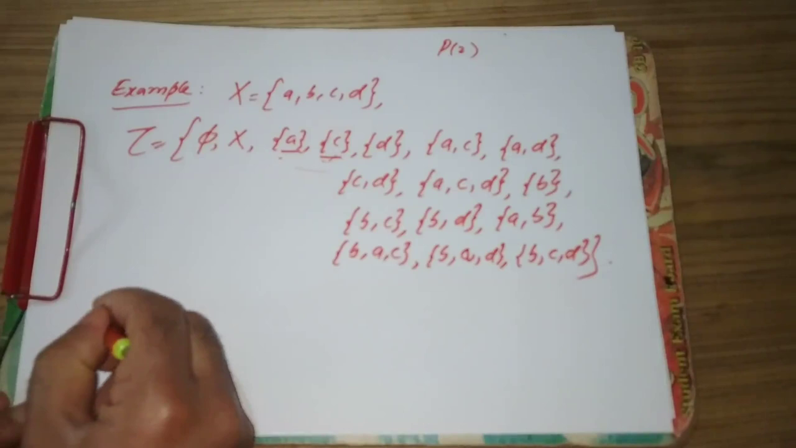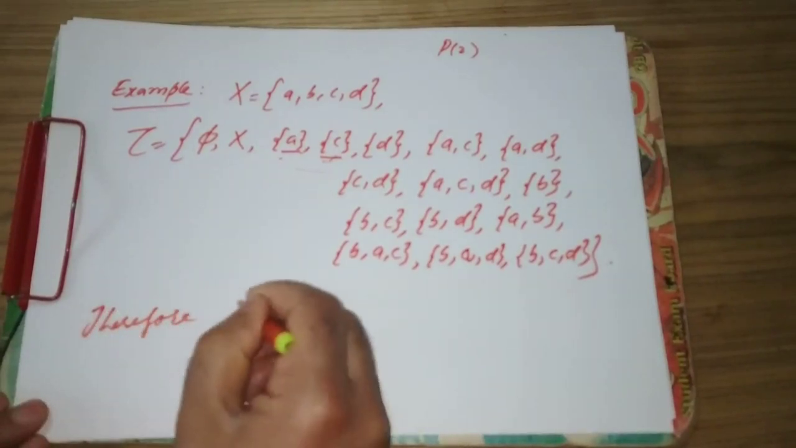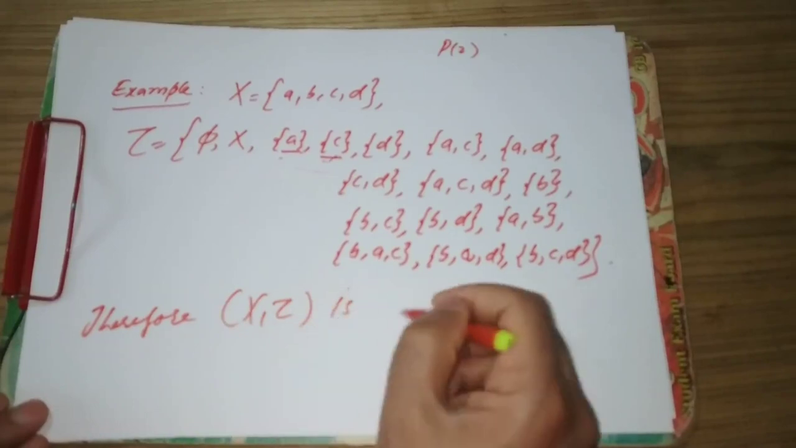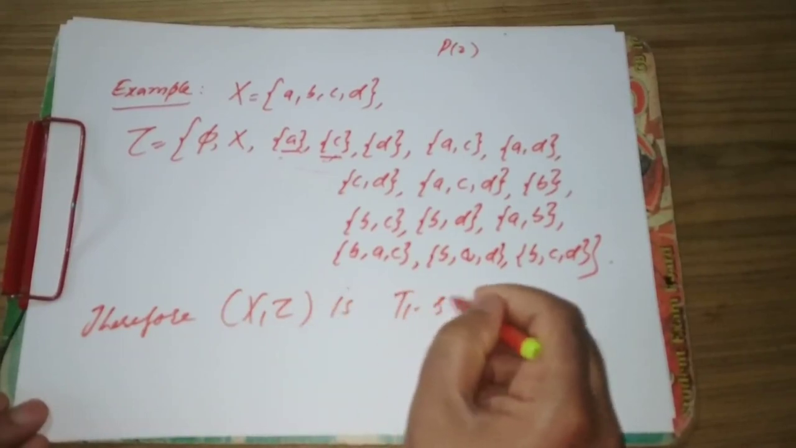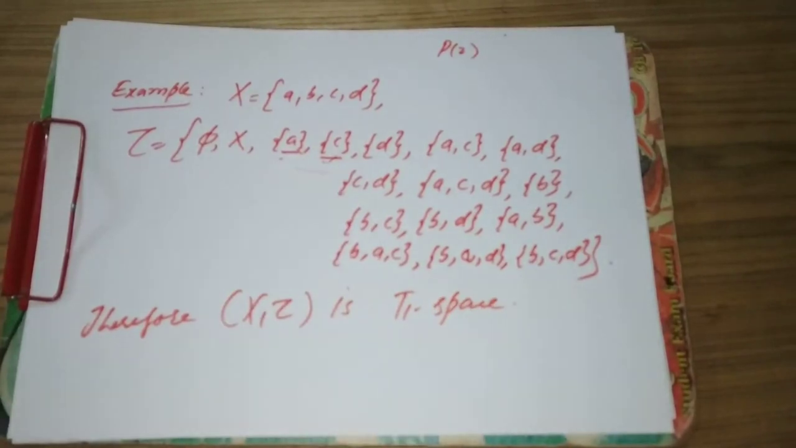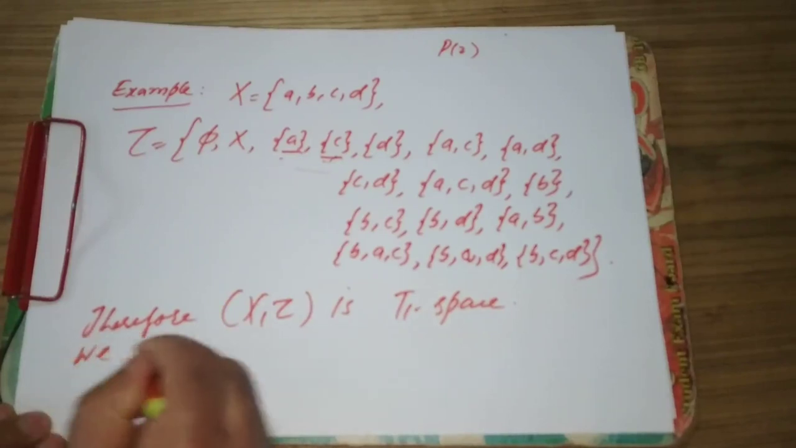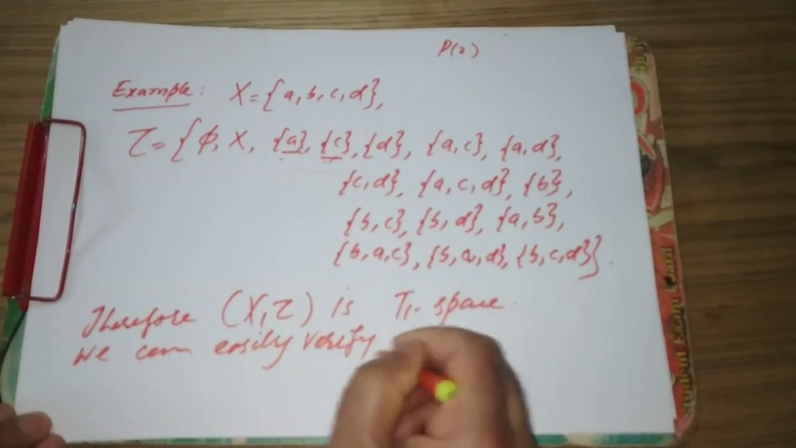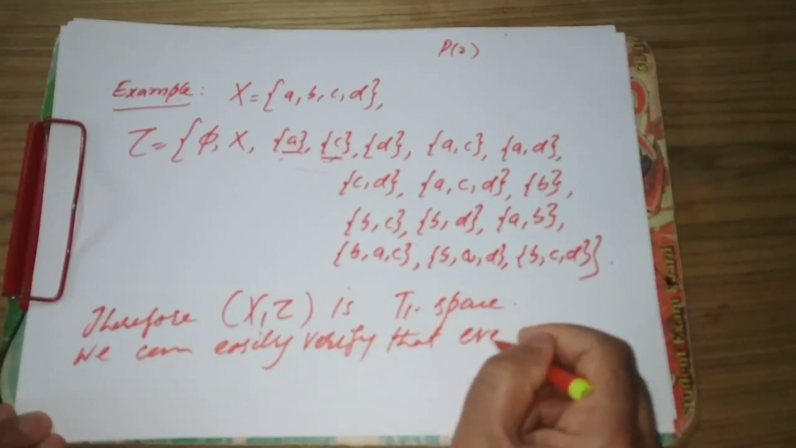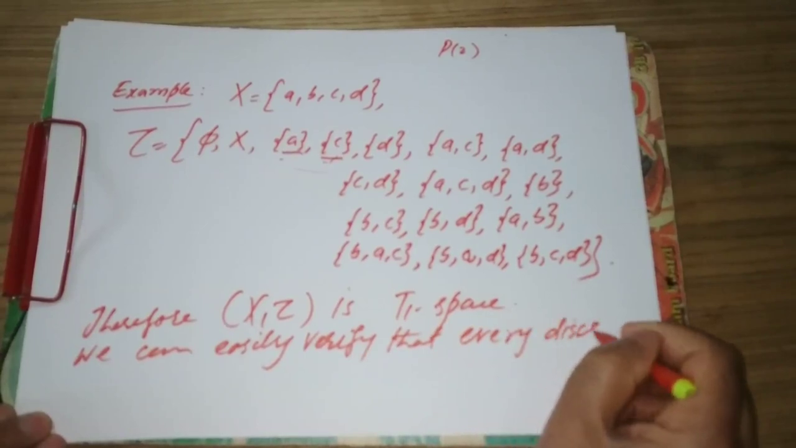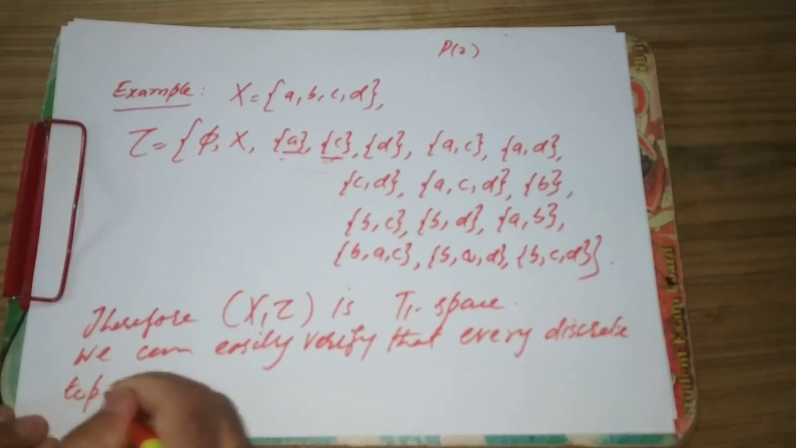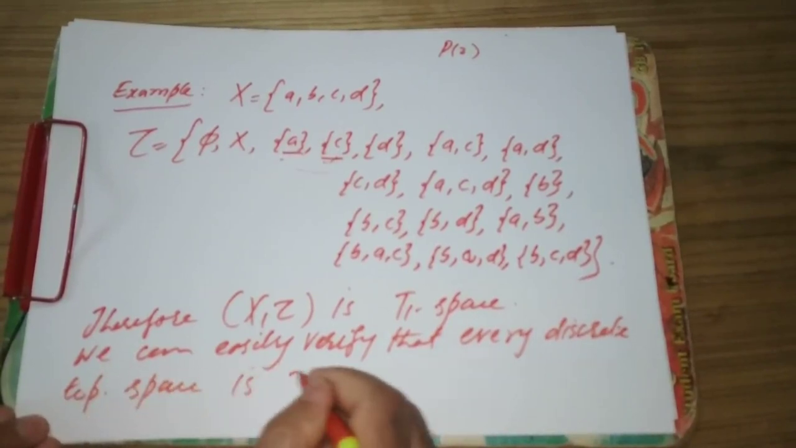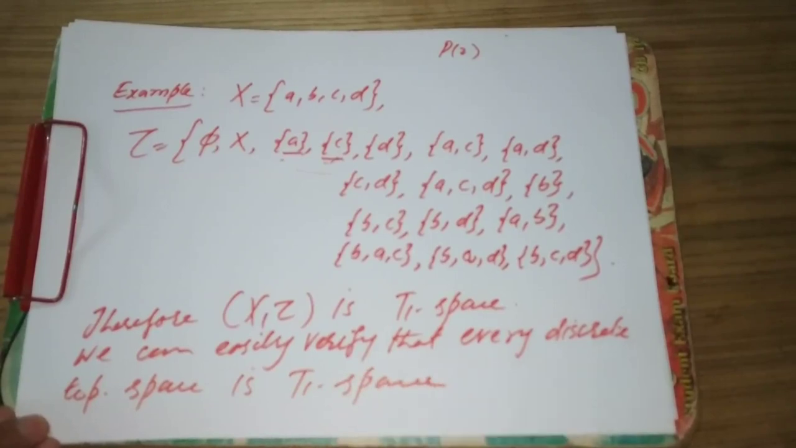So that means, therefore, X with this topology is a T1 space. In fact, it's actually a discrete topological space, and we can easily verify that every discrete topological space is a T1 space. Every discrete topological space is a T1 space.